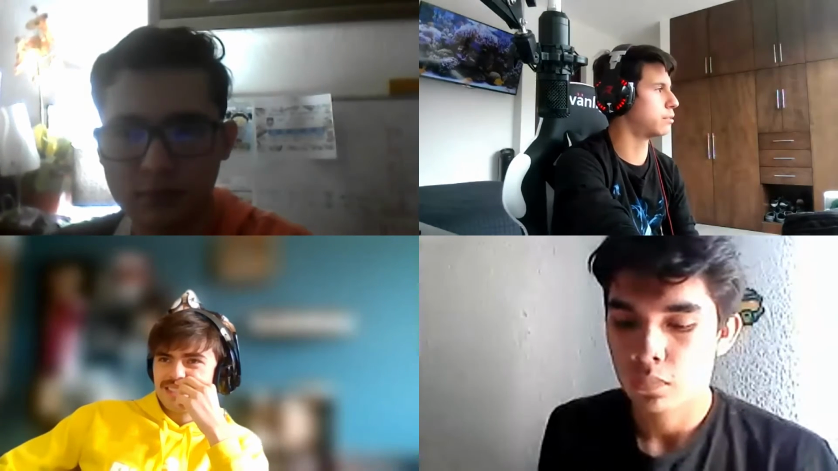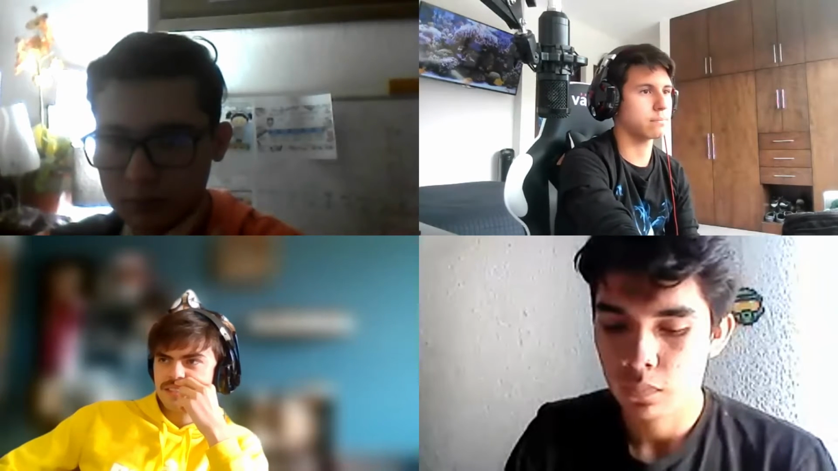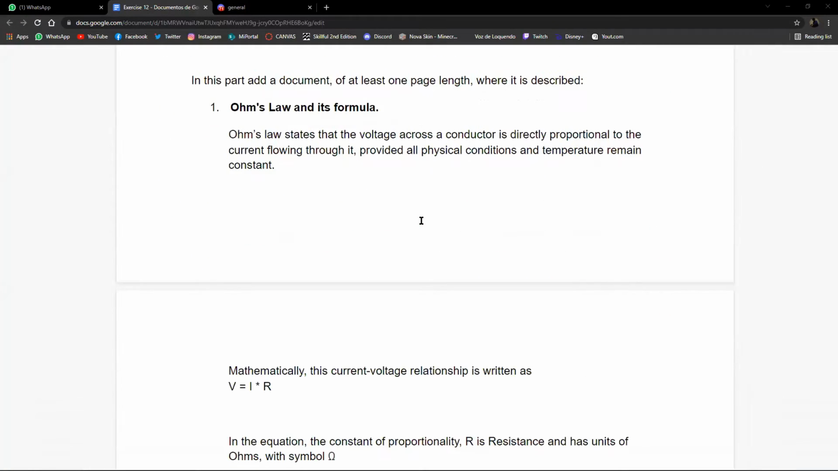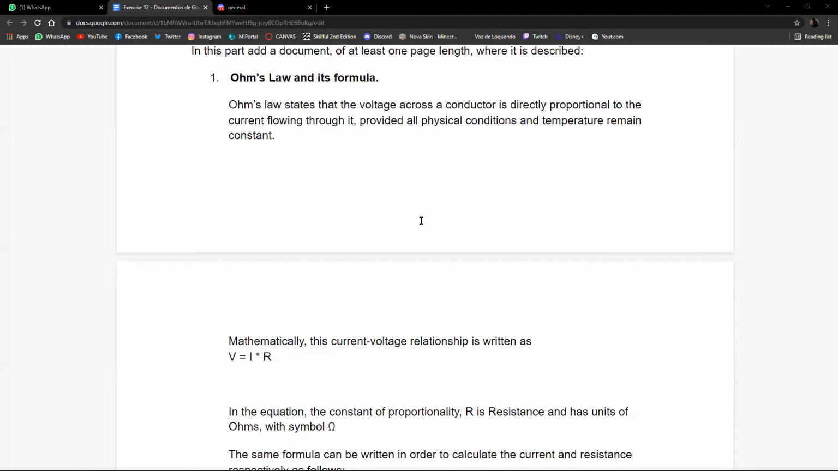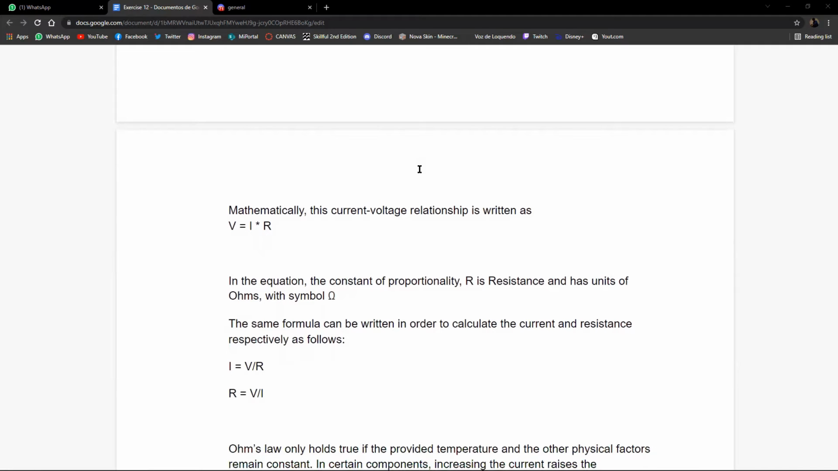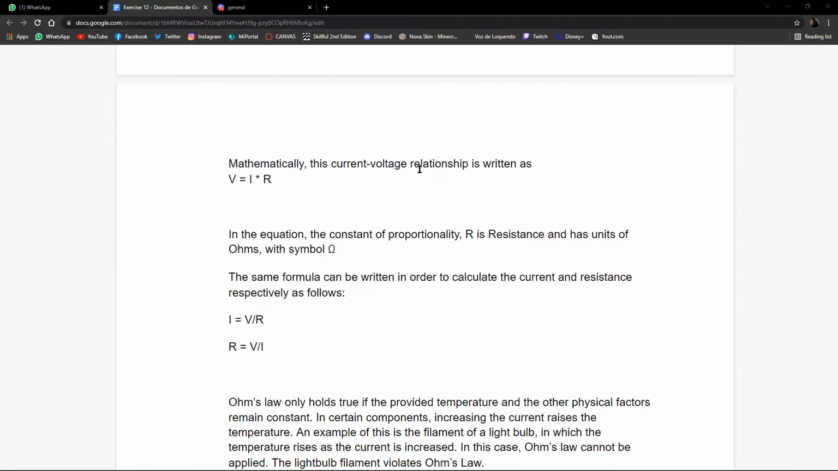First, I'm going to start by explaining the theoretical concepts. And first, we start with Ohm's law and its formula. Ohm's law states that the voltage across a conductor is directly proportional to the current flowing through it, provided all physical conditions and temperature remain constant. Mathematically, this current voltage relationship is written as V, meaning voltage, equals the current times resistance.